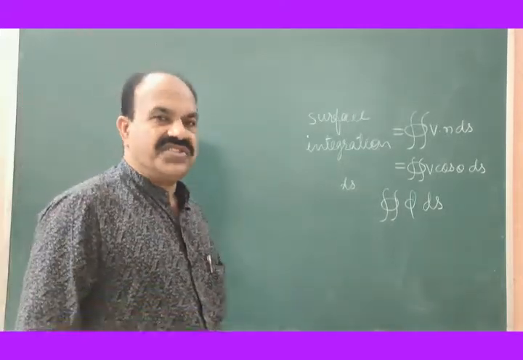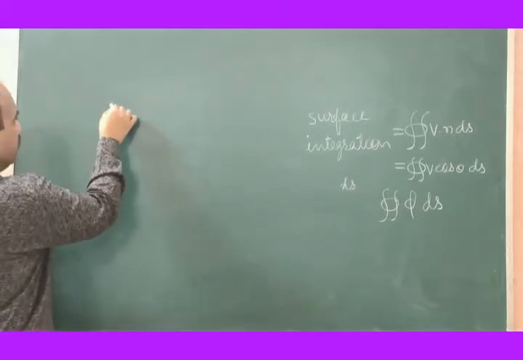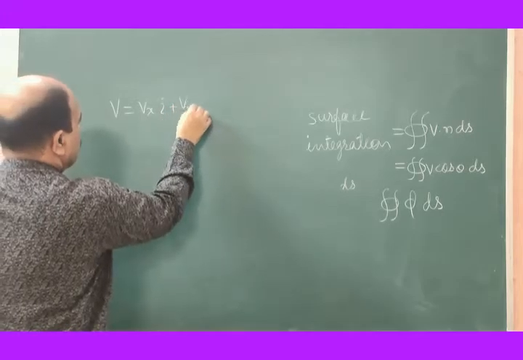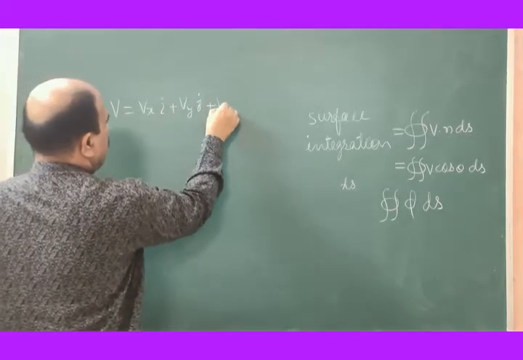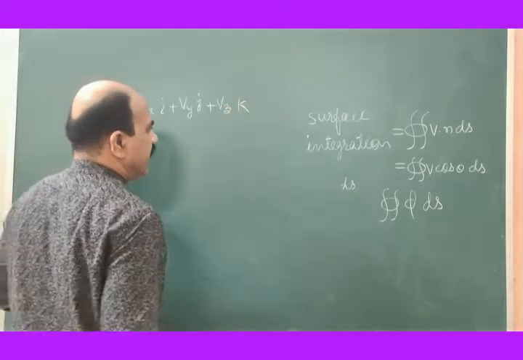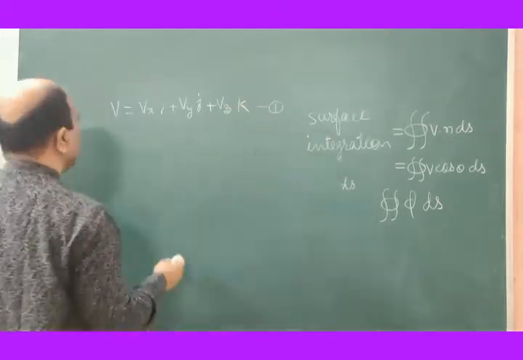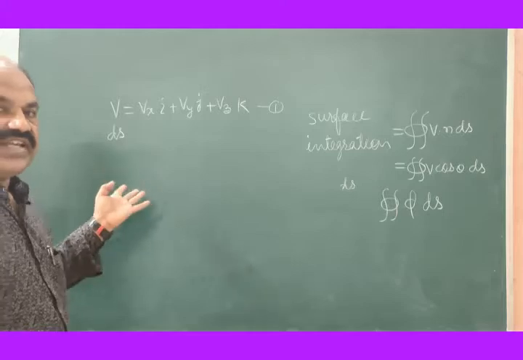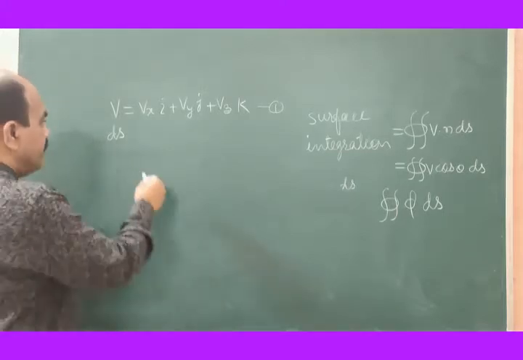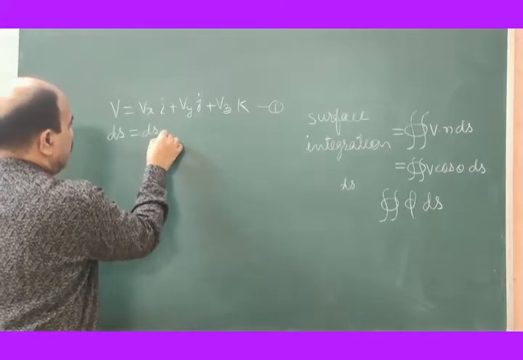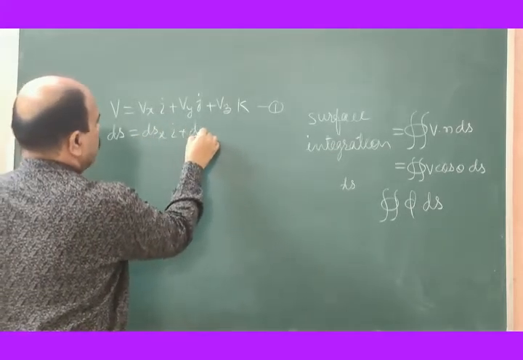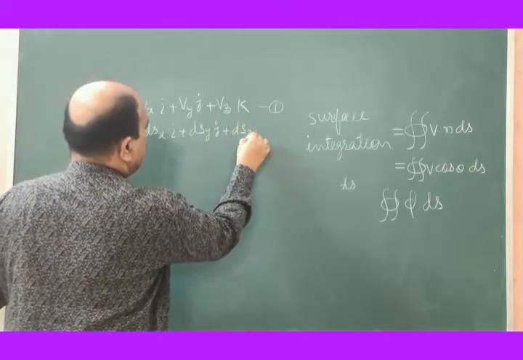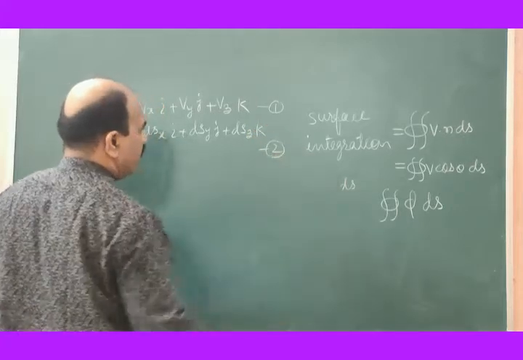In Cartesian coordinate system, vector v is given by vx i plus vy j plus vz k. ds is the vector area element, which is given by dsx i plus dsy j plus dsz k, equation number 2.